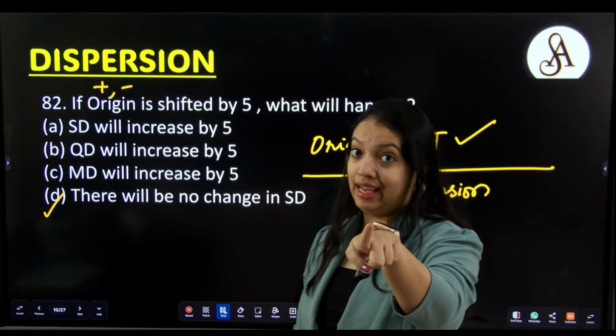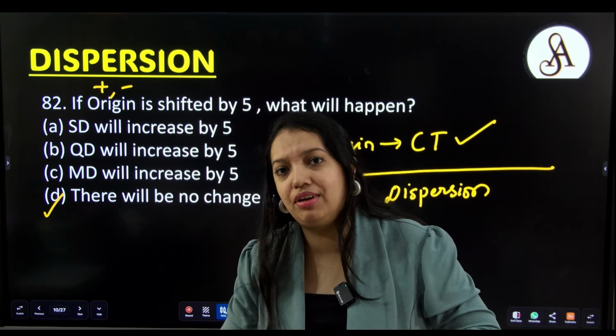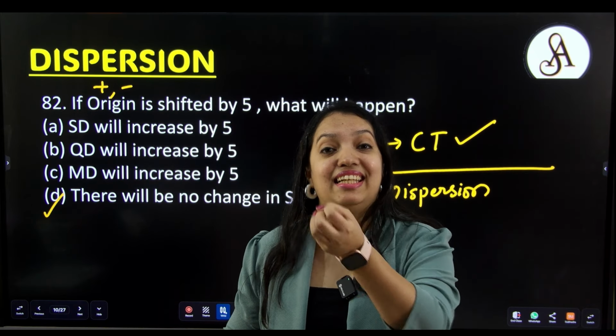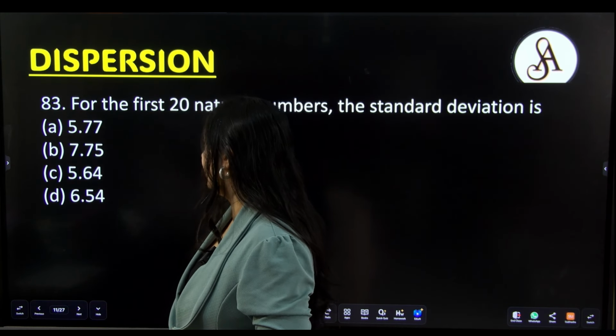There's also one more, scale. If scale is changing, that means you multiply or divide all the values, both central tendency, dispersion, regression, everything will change. Remember this point.